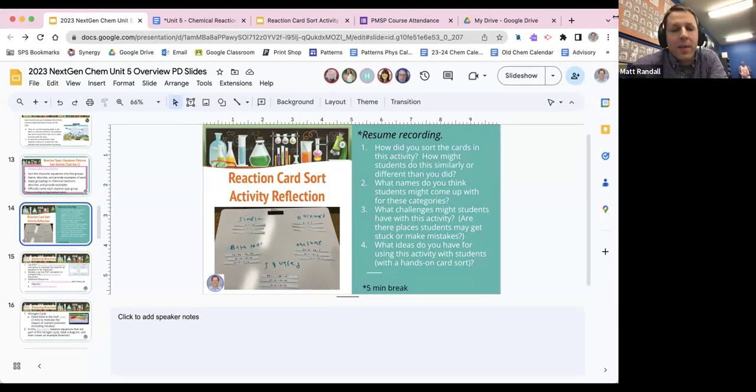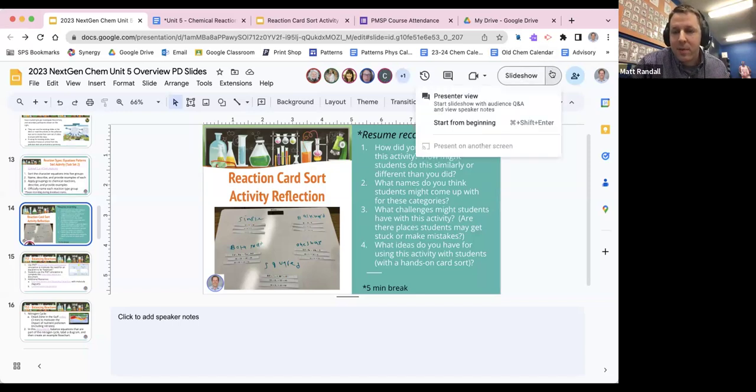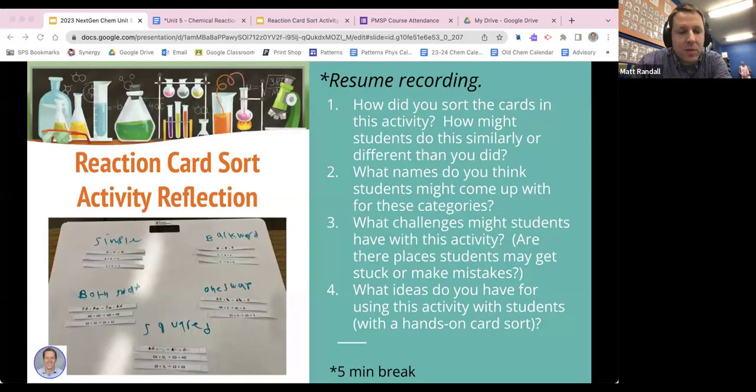Cool. So on this slide, I have an example of a student whiteboard and the names that they came up with. It's hard to read, but it says simple, backward, both swap, one swap, and then squared. A lot of teams said something like distributive, which was a word I was looking for, specifically for the combustion type reactions.